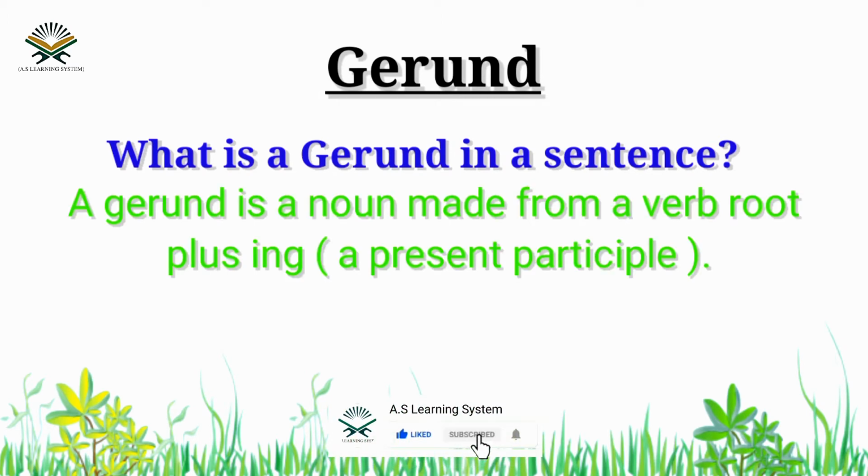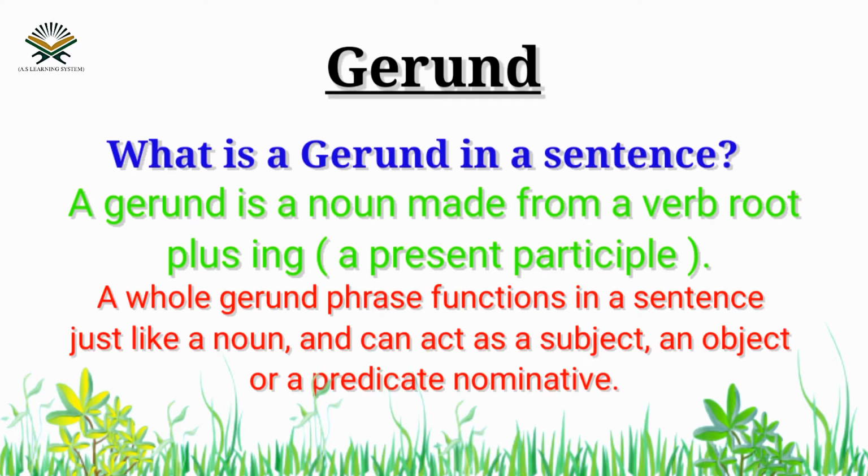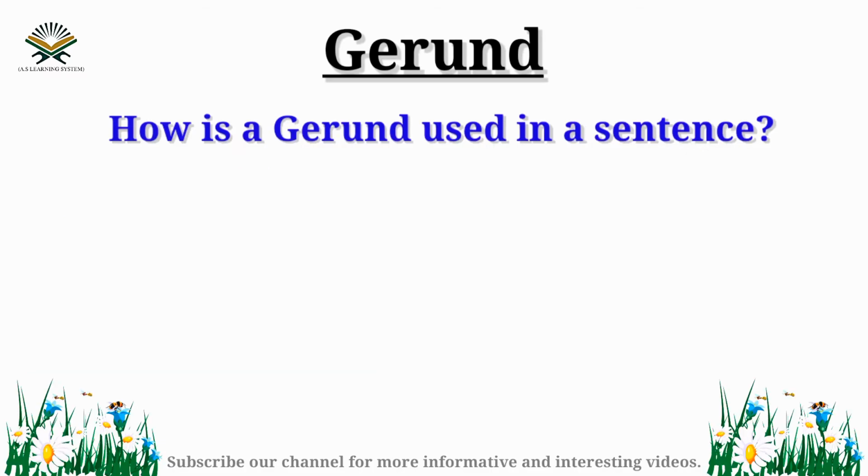A gerund is a noun made from a verb root plus ing to make a present participle. A whole gerund phrase functions in a sentence just like a noun and can act as a subject, an object, or a predicate nominative.